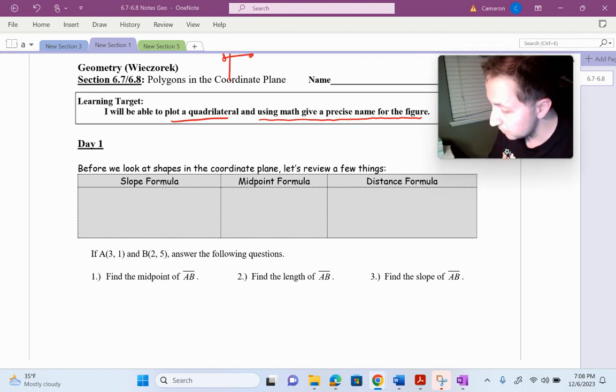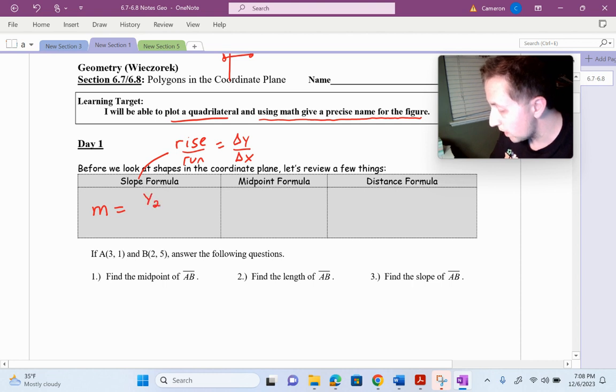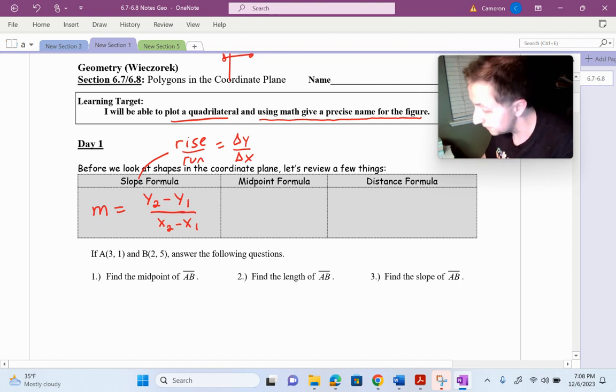Your slope formula. Remember, slope on a graph, you could calculate it as rise over run. It's the change in y over the change in x. If you're going to use the actual slope formula, slope is m, that's y2 minus y1 divided by x2 minus x1. And I'll point out how we would use this on the coordinate plane in a little bit.